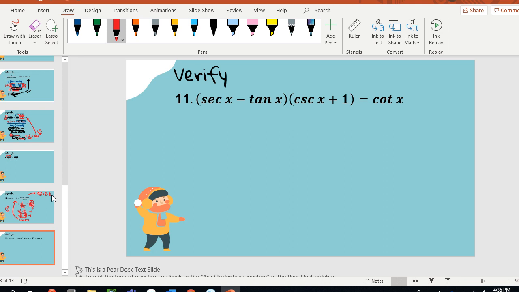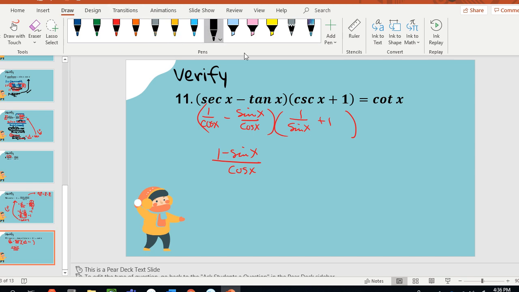Let's do it. All right, definitely this side is the ugliest side on the left side. What I think I did was turn these into sines and cosines. So let's do it. 1 over cosine x minus sine x over cosine x times 1 over sine x plus 1. All right, these two match and I have a common denominator. So I can add these two. I get 1 minus sine x all over cosine x.